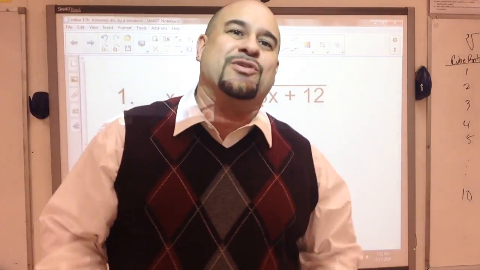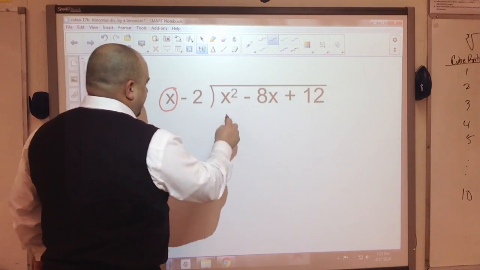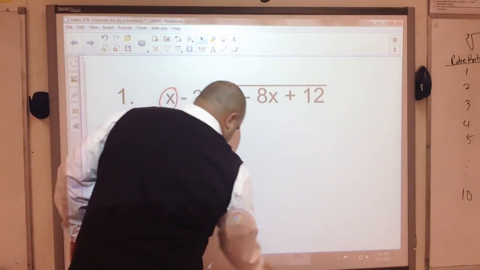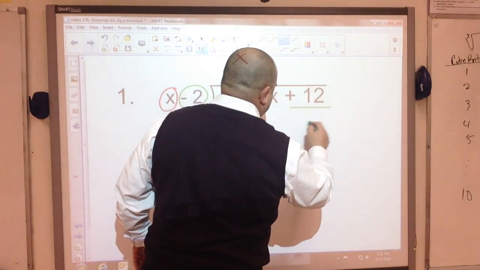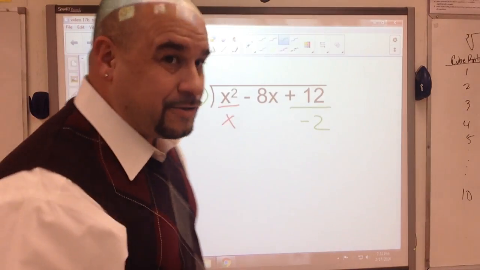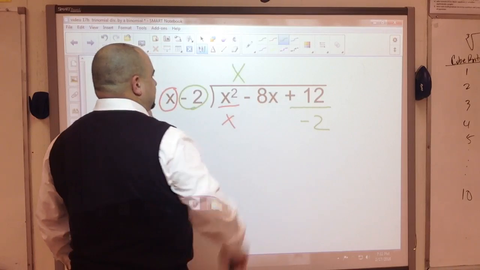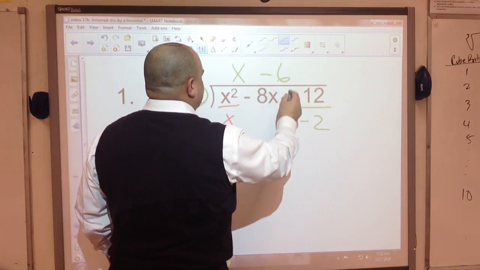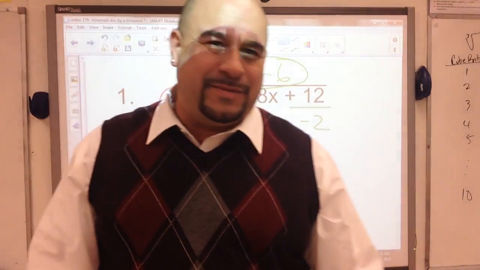And what I'm going to do is I'm going to split it up. I'm going to take this x and I'm going to divide x squared by it. Then I'm going to take this negative 2 and I'm dividing this 12 by it. And that's all I'm going to do. Watch. X squared divided by x is just x. 12 divided by negative 2 is negative 6. And I am done.